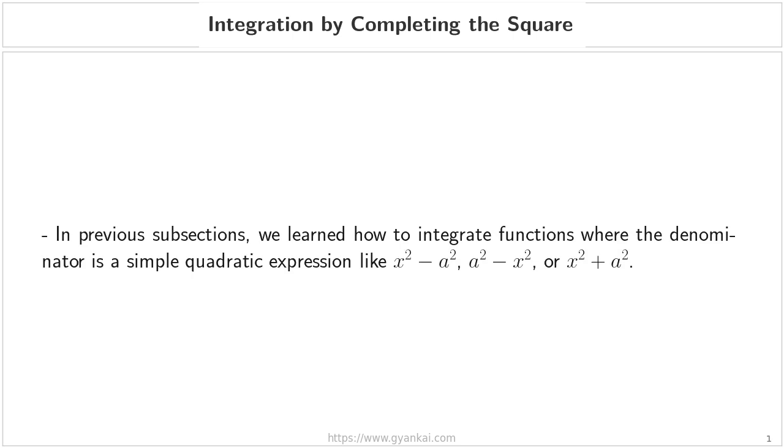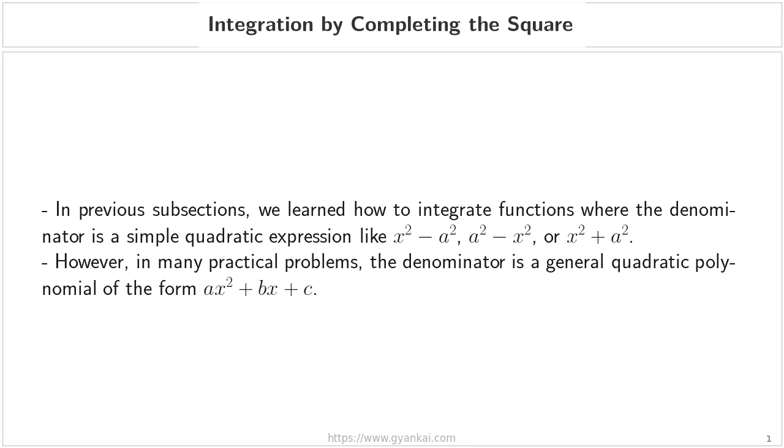As you know, in the previous sections, we've been practicing integration techniques for fairly straightforward quadratic expressions in the denominator. Specifically, we looked at integrals where the denominator was something like x squared minus a constant, or a constant minus x squared, or simply x squared plus a constant. We had nice, neat formulas to handle those directly.